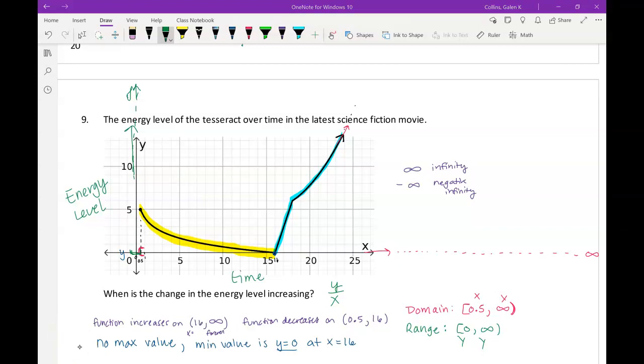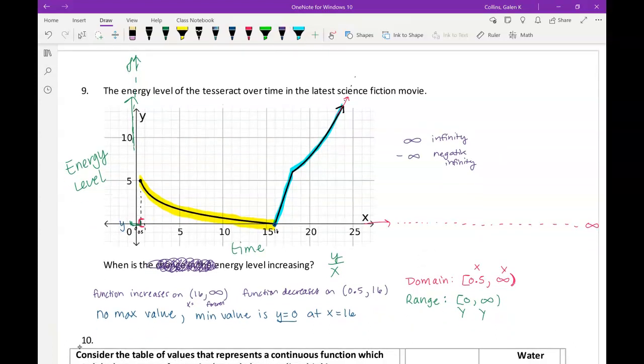Okay, you know what? I looked this up and I realized that someone edited this question and it's poorly written right here. So not when is the change in the energy level increasing, but when is the energy level increasing? Let's answer that, because otherwise we're getting into calculus if we talk about when the change of the energy level is increasing. So the energy level is increasing from 16 until forever.